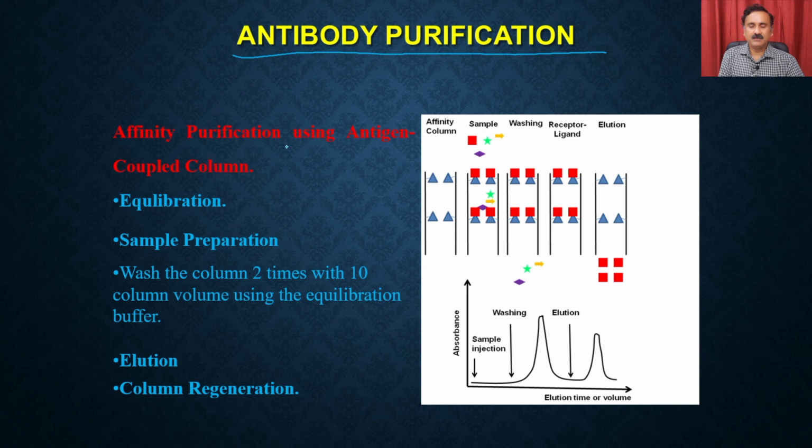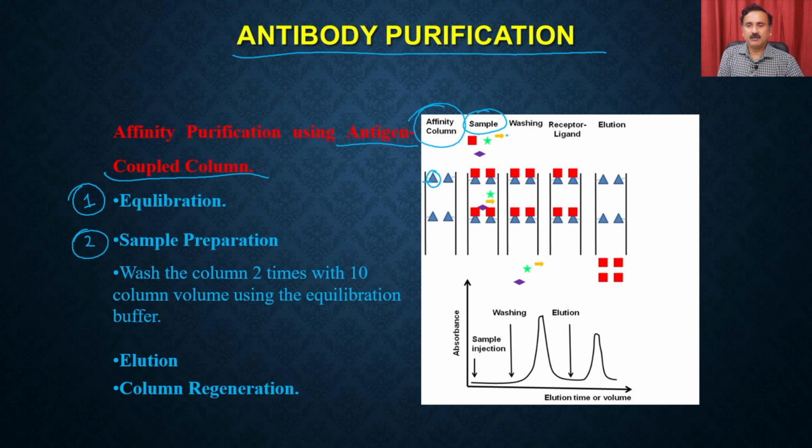First you have to prepare a column where you couple the antigen, and then you follow these steps. The first step is equilibration, then the sample preparation, then you wash the column. You first prepare the affinity column so that you have the antigen tagged to the column. Then you prepare the sample.